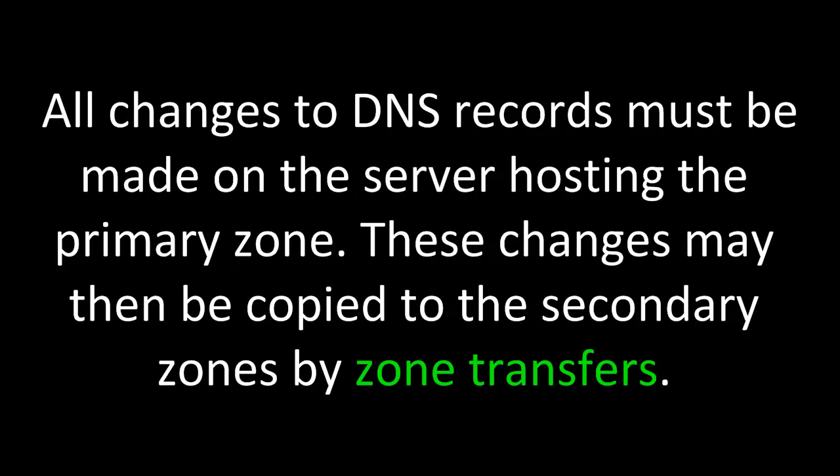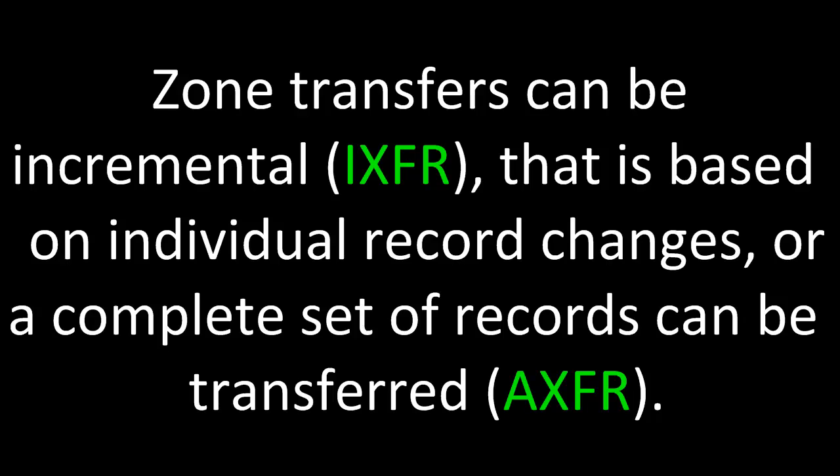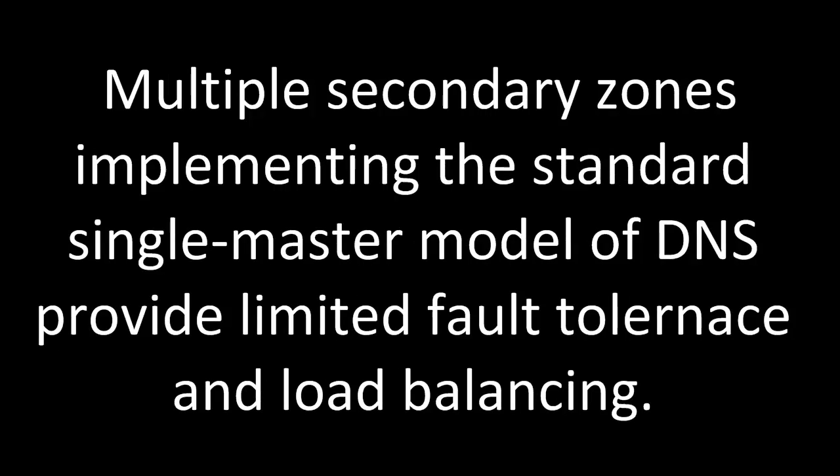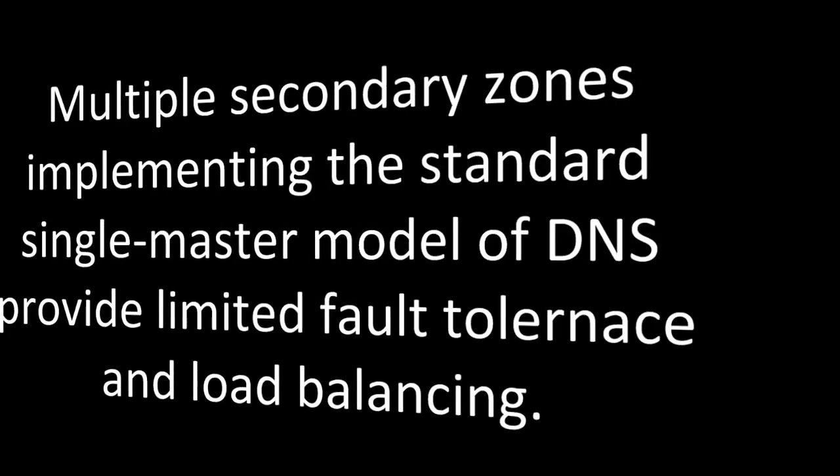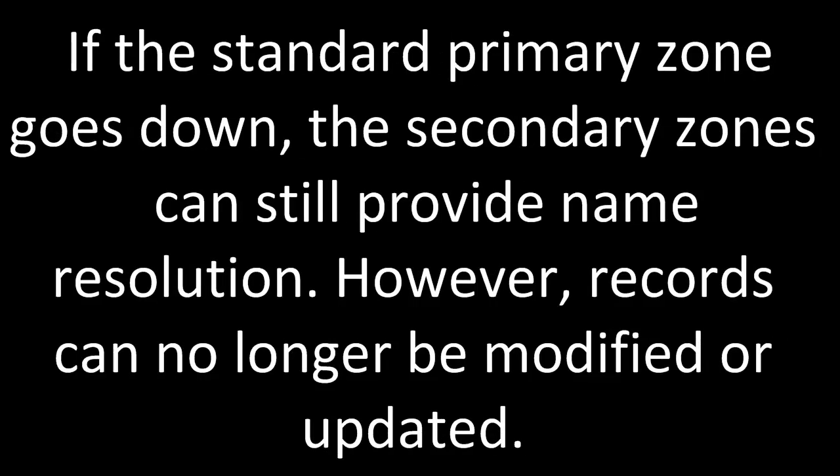All changes to DNS records must be made on the server hosting the primary zone. These changes may then be copied to the secondary zones by zone transfers. Zone transfers can be incremental, IXFR, that is based on individual record changes, or a complete set of records can be transferred as an AXFR. Multiple secondary zones implementing the standard single master model of DNS provide limited fault tolerance and load balancing. If the primary zone goes down, the secondary zones can still provide name resolution. However, records can no longer be modified or updated.